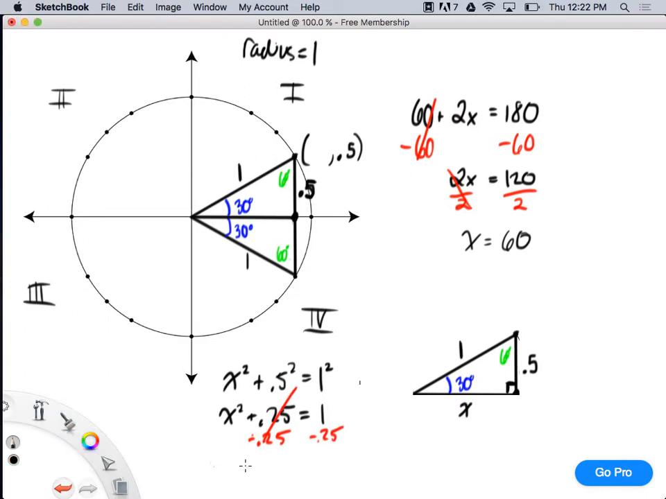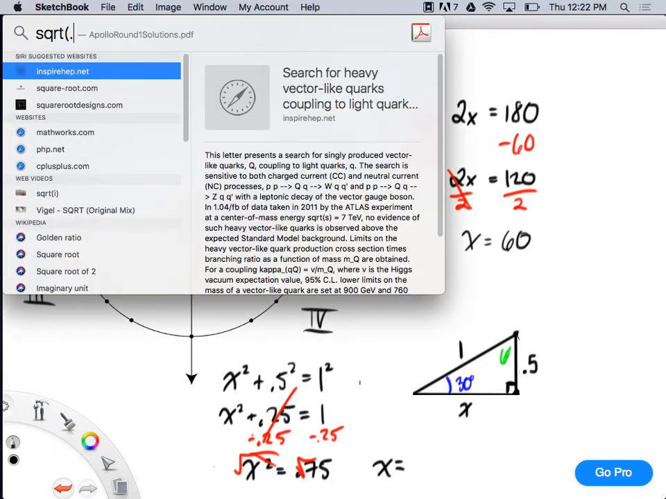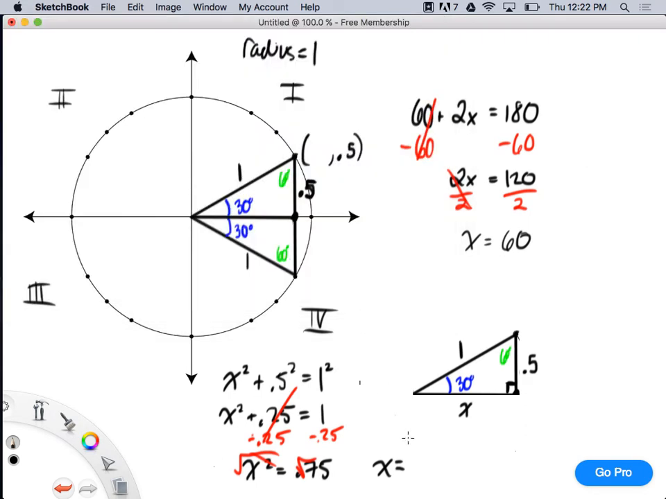I get x squared equals 0.75. What do I do now, class? To solve for x, square root. And I get x equals the square root of 0.75, which we can't really do in our heads. So we use a calculator, which is why you guys are going to need calculators. And we get 0.866.